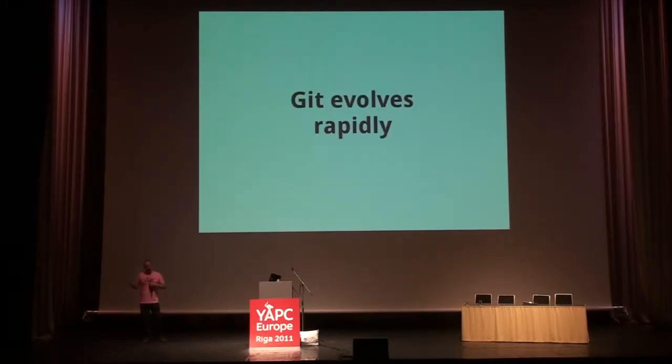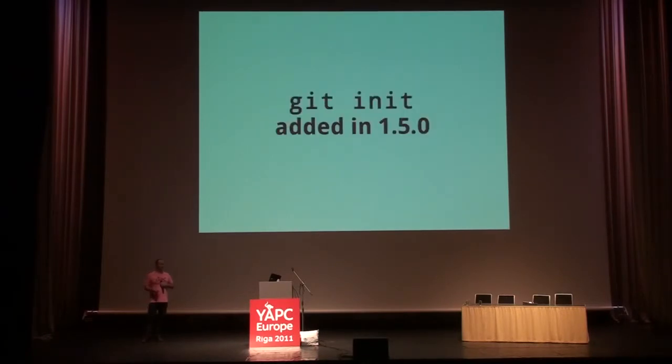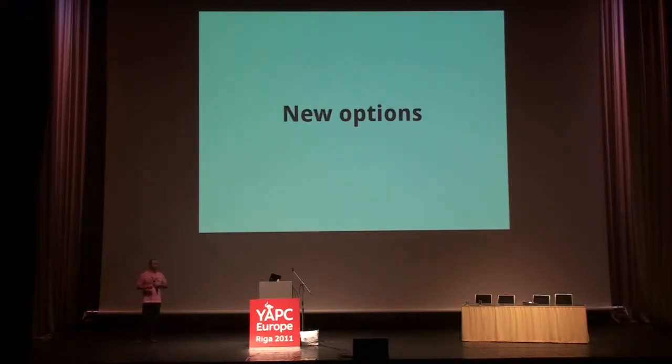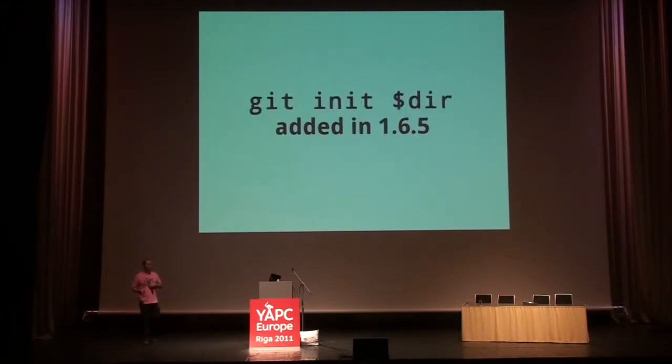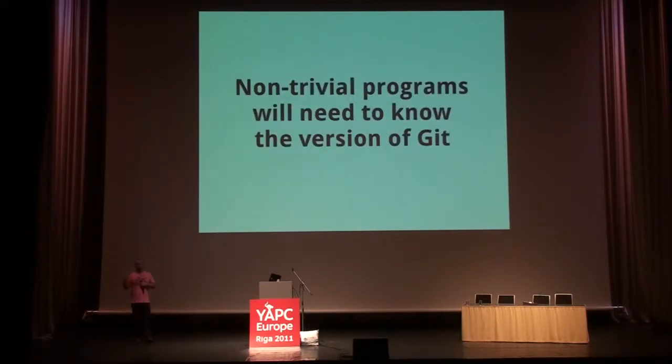One good thing with Git is that it evolves rapidly. So there are new commands. For example, git init was added in 1.5.0. Before that you had to do git init-db. And there are also new options all the time. So git init directory was added in 1.6.5, which means very quickly when you are trying to do some serious magic with Git, you will need to know which Git you're talking to.